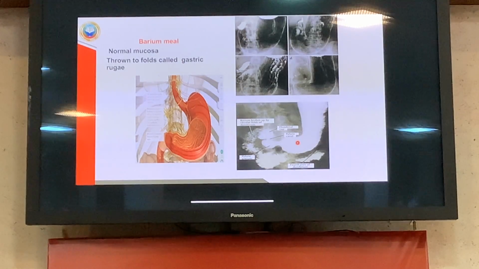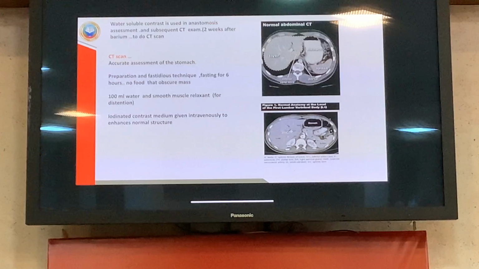And this is a single contrast study of the stomach by CT. This is a stomach filled by contrast, thin wall, no thickening, no mass protruding to the lumen. And this is the stomach filled by air. Also there is no wall thickening, no mass, no niche.